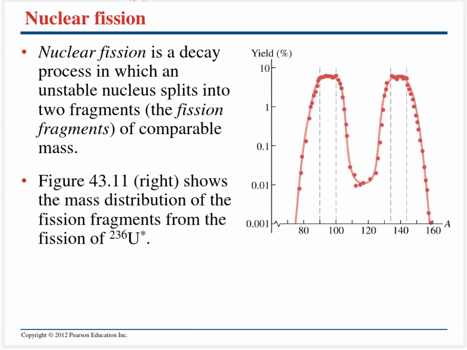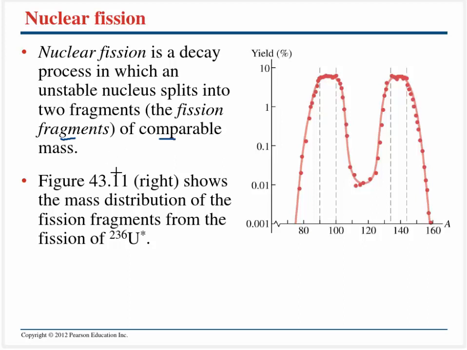Now, I do want to talk about the two types of nuclear reactions, nuclear fission and nuclear fusion. Essentially, in nuclear fission, what we're doing is taking a really big atom and splitting it up into some fragments, which are also known as fission fragments. And they are of comparable mass, but overall, the mass at the end of the day is going to be less, and we have converted some of that mass into energy.